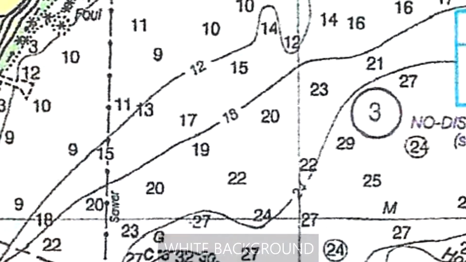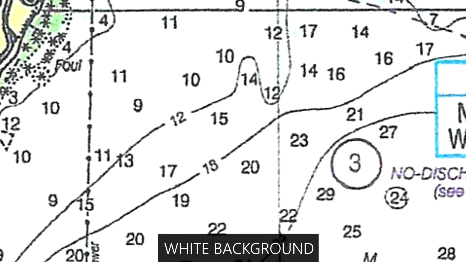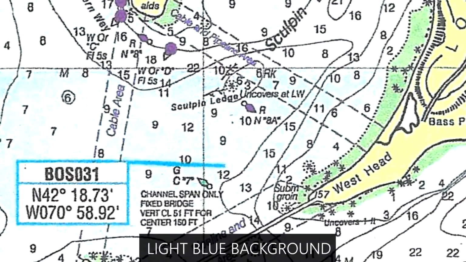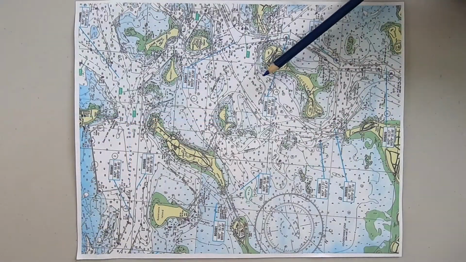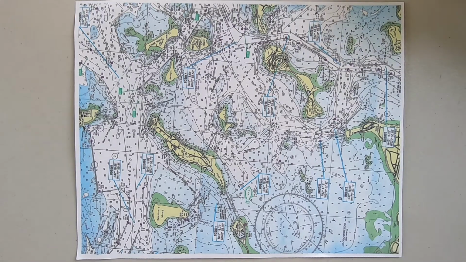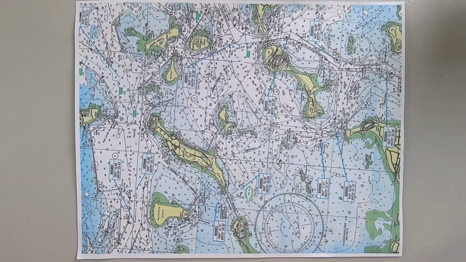On the chart, you can also see that some parts of the water are white and some are light blue. This tells you which areas are deeper. The white areas have larger depths, which means that area is deeper than the light blue areas. It's important to know the depth of the water so that you don't get your boat stuck. Pause the video and find the highest depth.